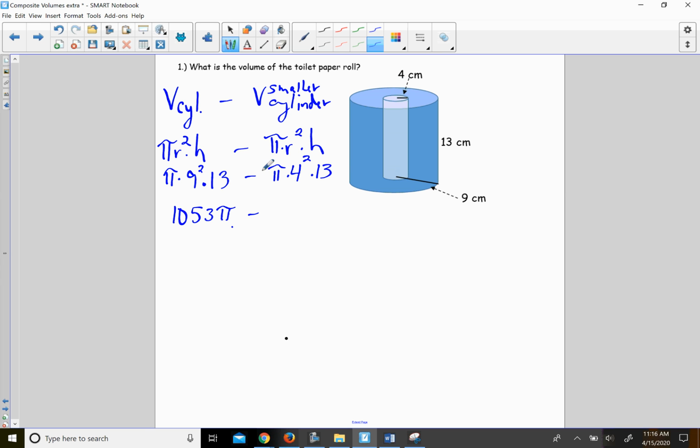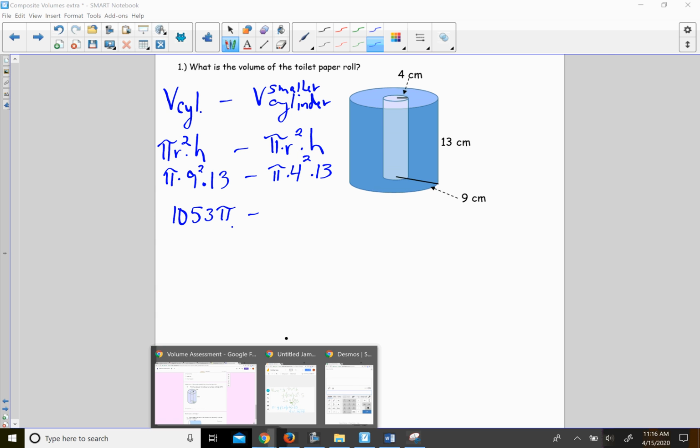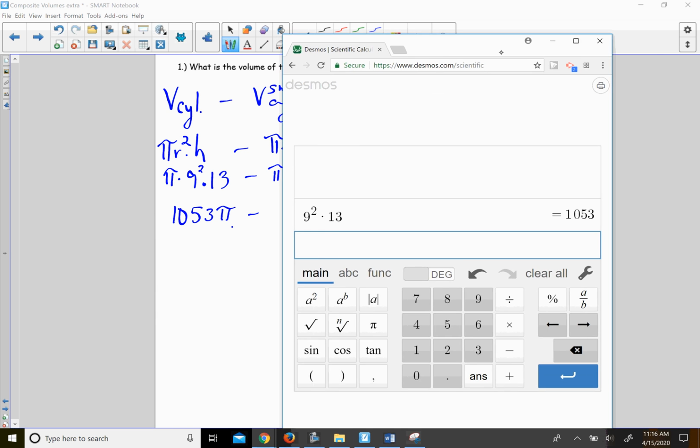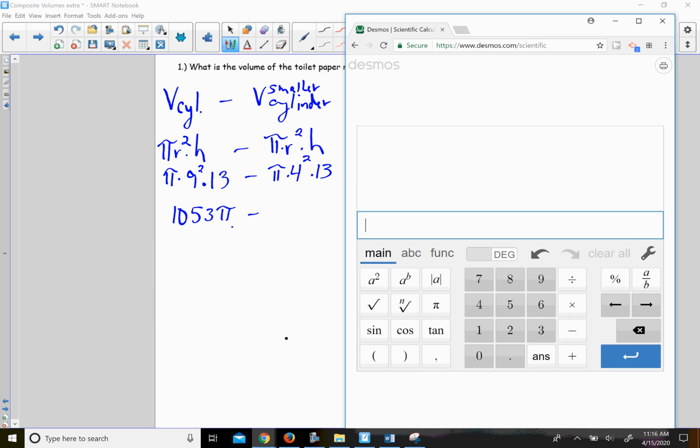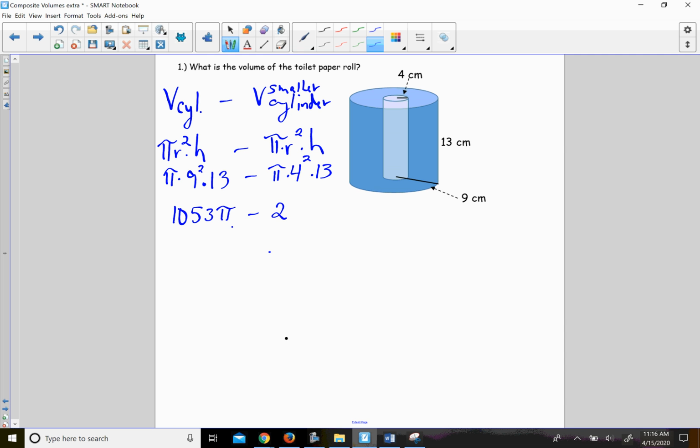So again, I'm going to go to my calculator. I'm going to leave pi out of the calculator so that I have it in my answer. And this time, I am going to use 4 squared times 13 and get 208. So the smaller one is 208 pi, which makes sense. That pi is smaller than this pi. And then for my final answer, these are like terms. They both have pi in them.